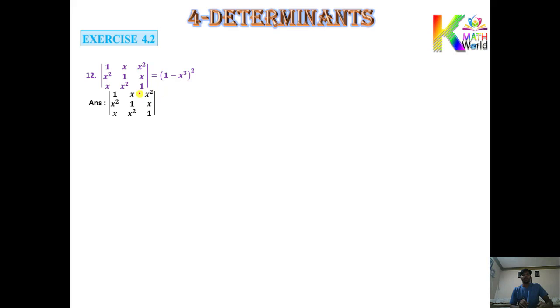Here, if you multiply this column by x, then x cube occurs. Then subtract from the first one. Then here you got 1 minus x cube. On C1 you can perform C1 minus last column being multiplied by x, and then subtract from the first column. So you got C1 minus x into C3. You can perform this operation.